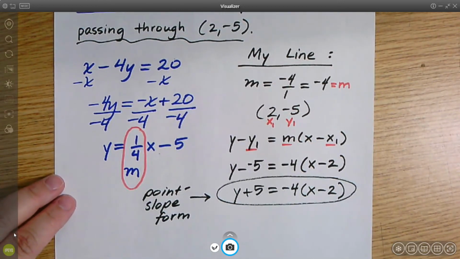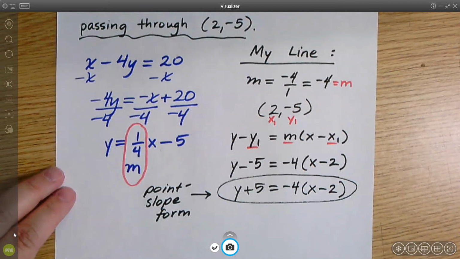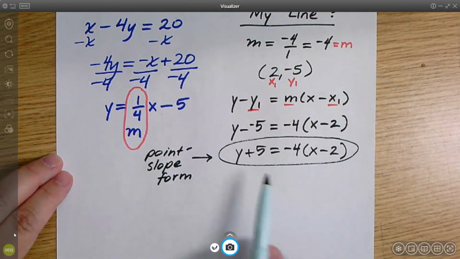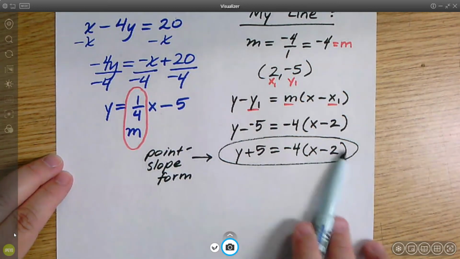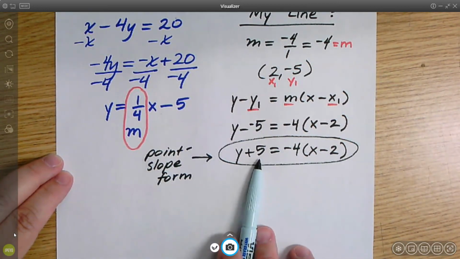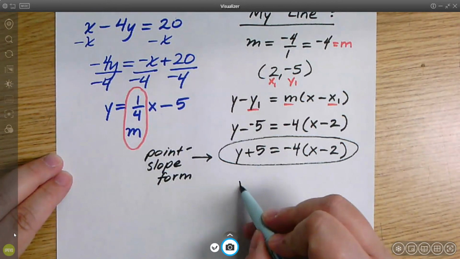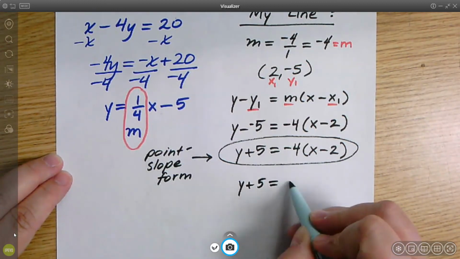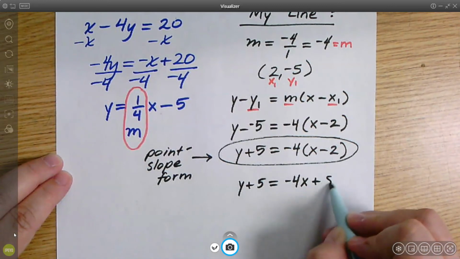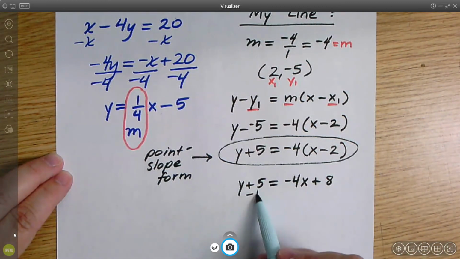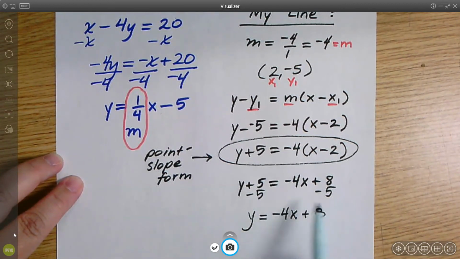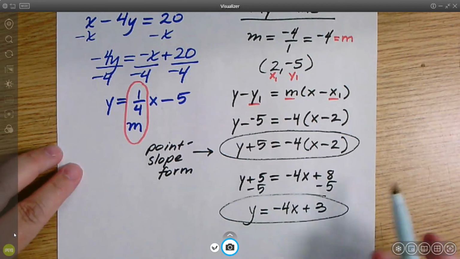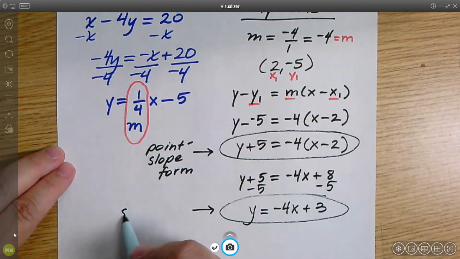And if you were asked for the equation in slope-intercept form, it would be easy enough to get this one that way. I'm going to distribute the negative 4 so that I don't have the parentheses, and I'm going to move the 5. So let's do that. First, let's distribute the negative 4. Then let's move the 5. And now we have an equation of the line, same line, but this one is in slope-intercept form.